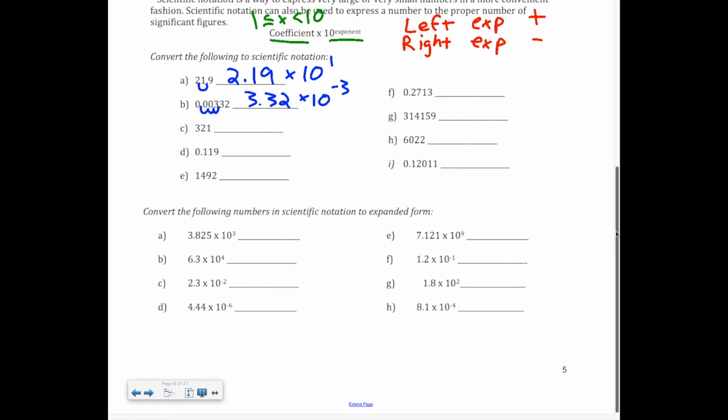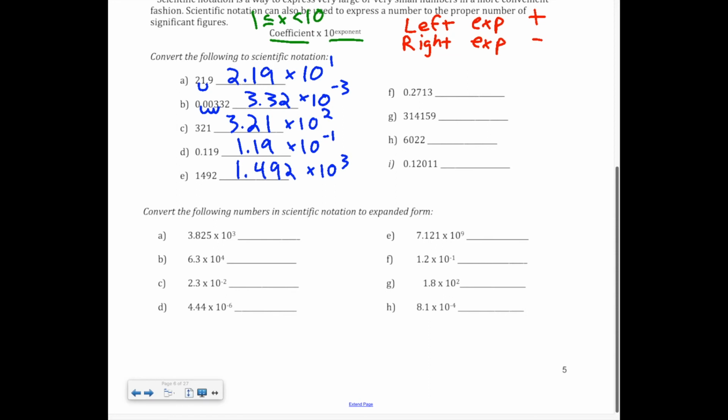Now for the next ones: 3.21 times 10 to the 2. 1.19 times 10 to the minus 1. 1.492 times 10 to the third. Okay? Now, you may be asking yourself, Mr. Russell, why can't I just write these numbers? Well, normally you would be able to. But for now, I just want you to focus on scientific notation.